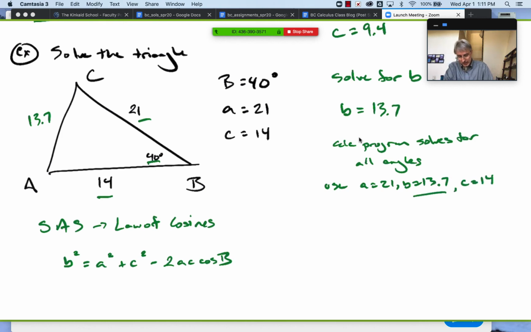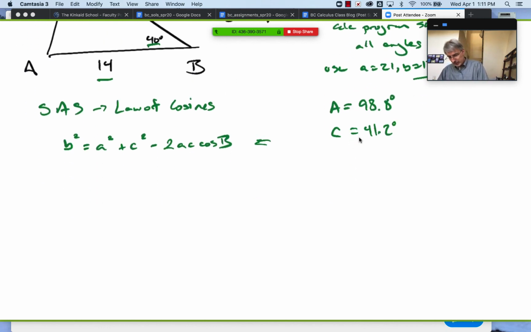Now, if you round that 13.7, you're not going to get the same answer as what I write here. When I did it on the calculator, I actually used all the decimals. So long as it's clear that your angles are close, you'll get full credit on this. But your calculator will return that angle A is 98.8 degrees, angle B is given, angle C is 41.2 degrees. And again, you can use the law of cosines out like that, but it's not necessary.